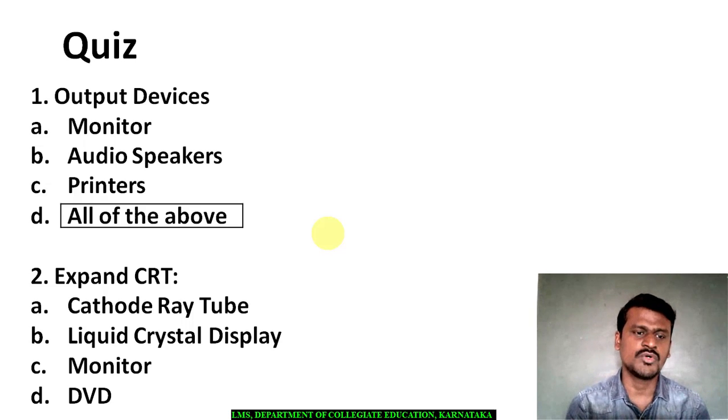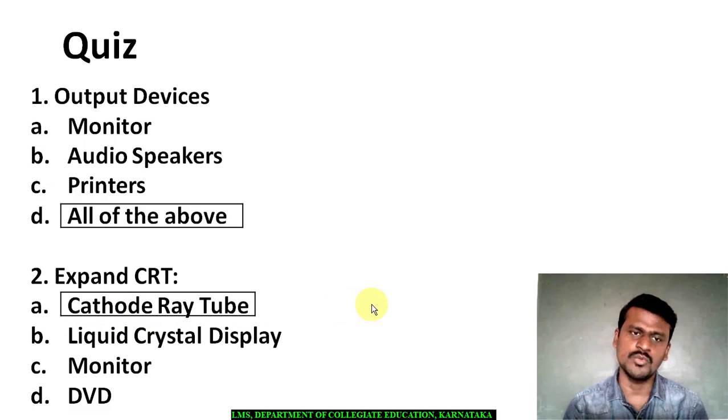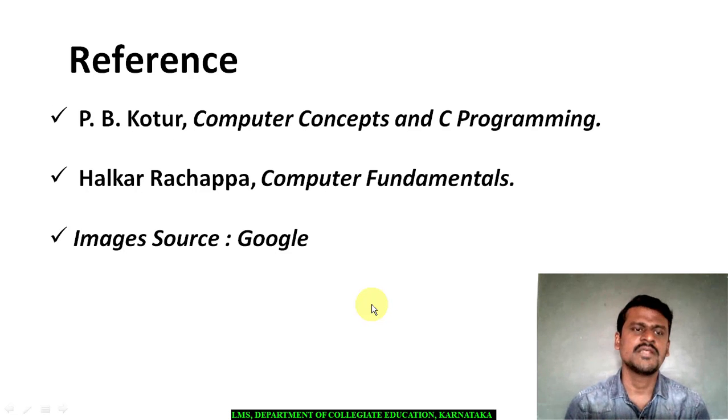Next question, expand CRT. Option A, cathode ray tube. Option B, liquid crystal display. Option C, monitors. And option D, DVD. Right? Any guesses? Yes, the answer is cathode ray tube. CRT means cathode ray tube. So this completes your quiz section.